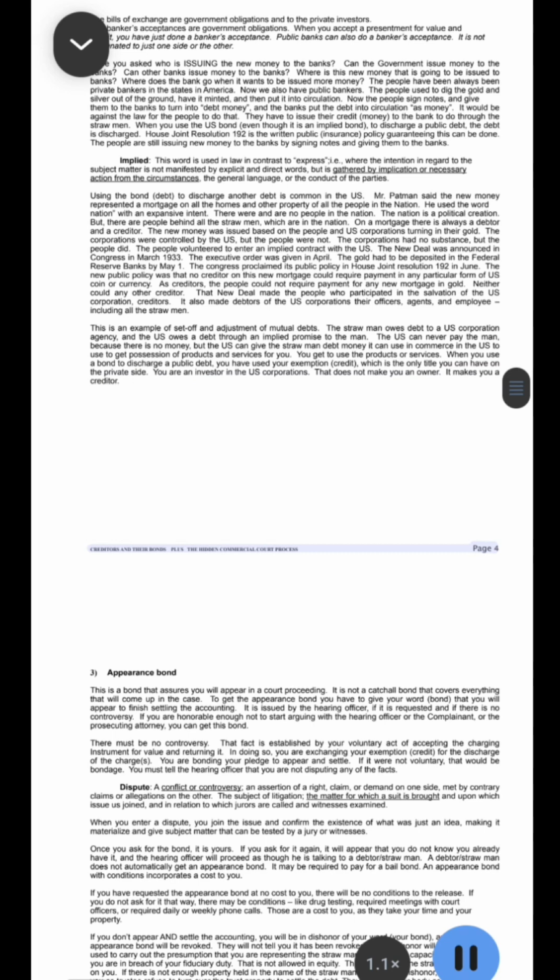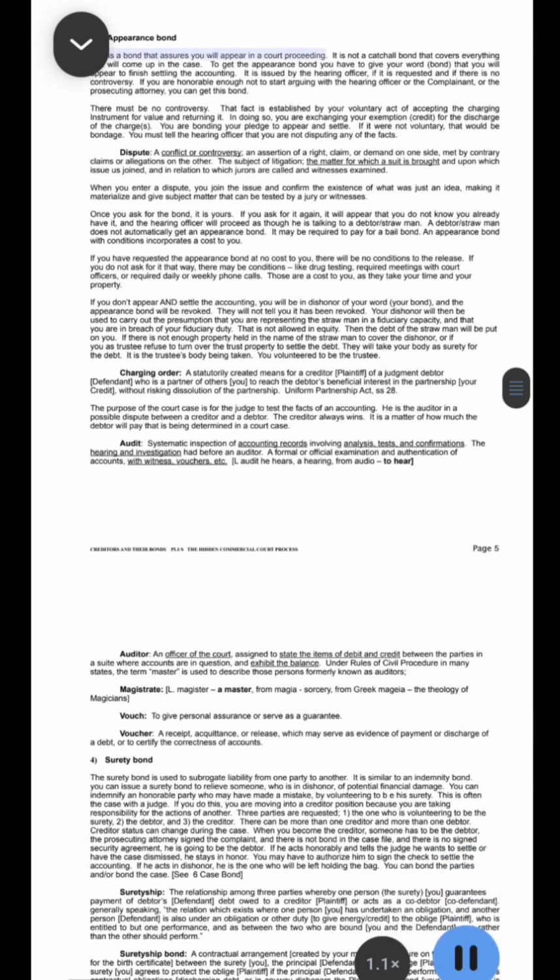Page 4. 3. Appearance bond. This is a bond that assures you will appear in a court proceeding. It is not a catch-all bond that covers everything that will come up in the case. To get the appearance bond you have to give your word bond that you will appear to finish settling the accounting. It is issued by the hearing officer, if it is requested and if there is no controversy.